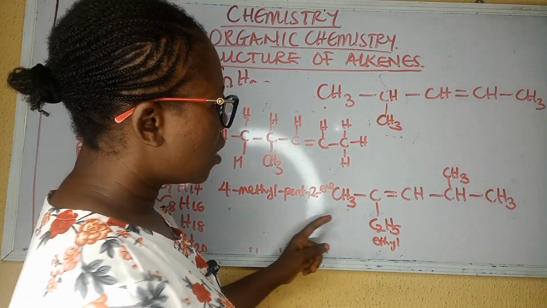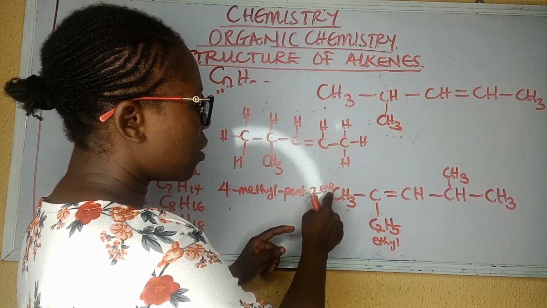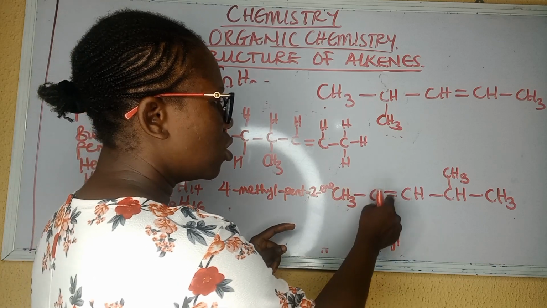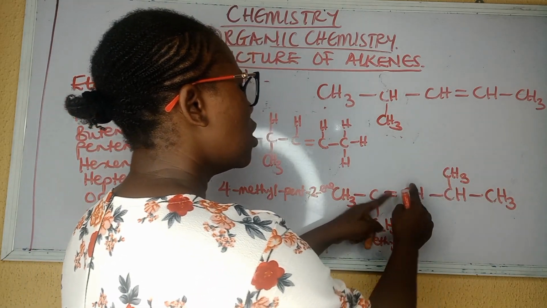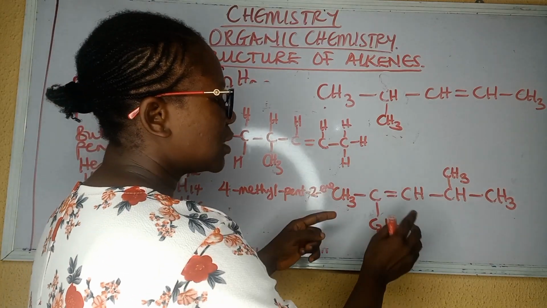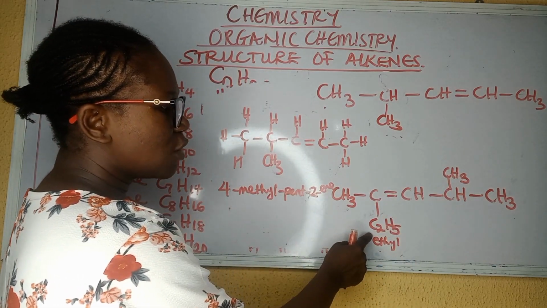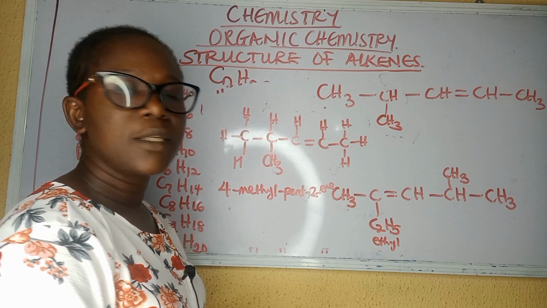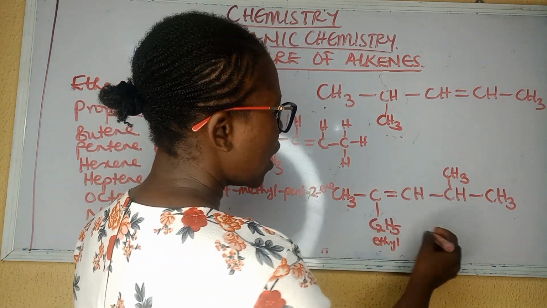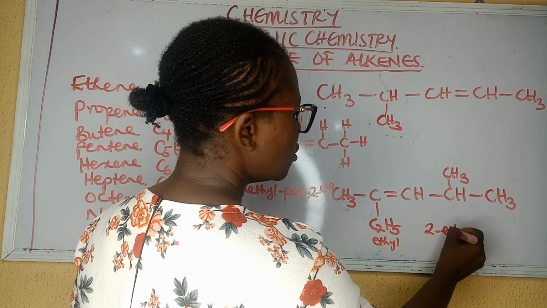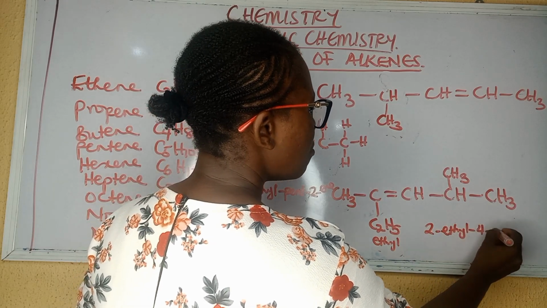So if you have to number our alkene from this side, 1, 2. This is the functional group here. If it's numbered from this side, 1, 2, 3. So we are going with these 2 from this side. And the second carbon is attached to ethyl, while this is attached to methyl. This is 2, 3, 4. So we have 2-ethyl, 4-methylpent-2-ene.